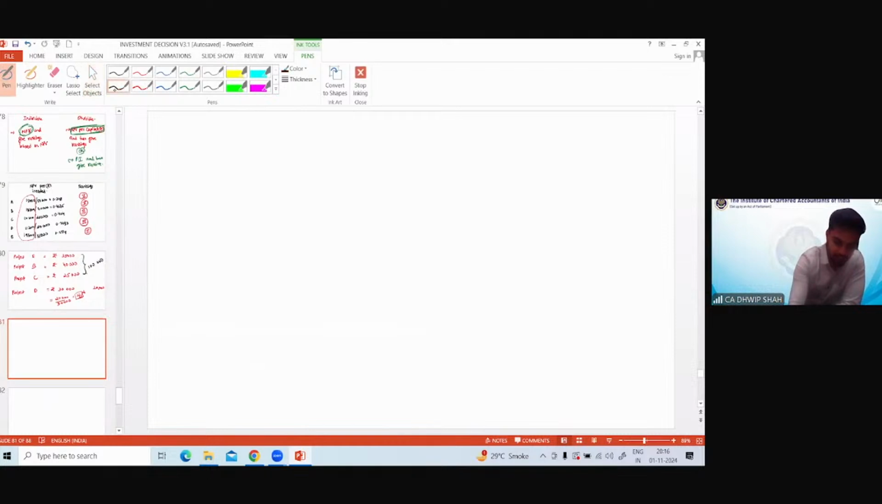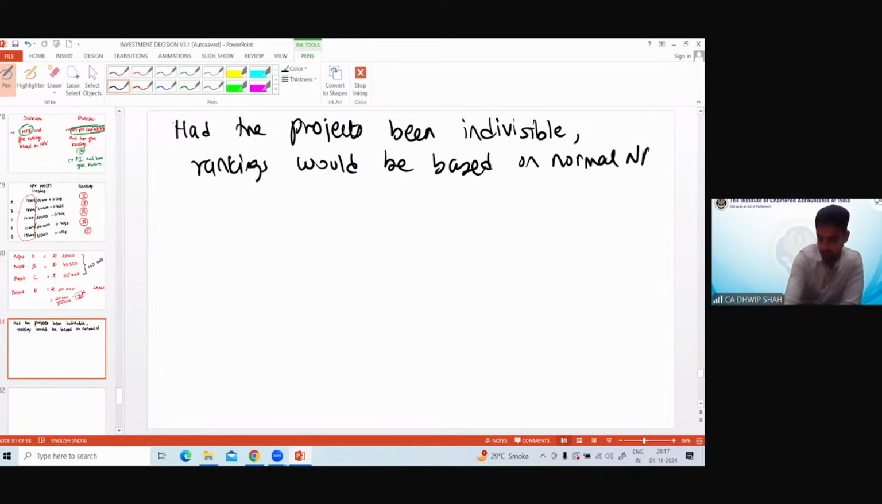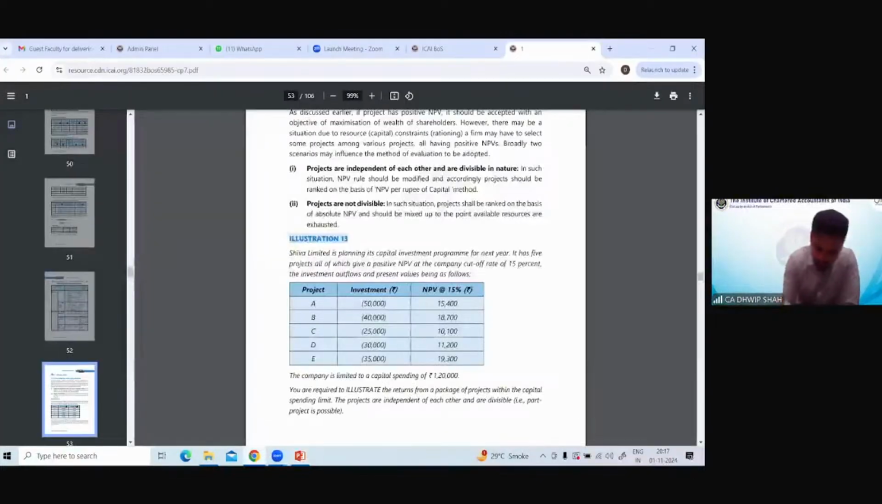So let's solve that as well. Had the projects been indivisible, rankings would be based on normal NPV. Okay? So again, project A, B, C, D, and E. Project NPV of each of the projects. Let's write it down: 15,400, 18,700.